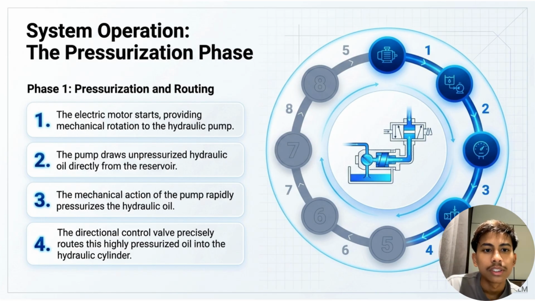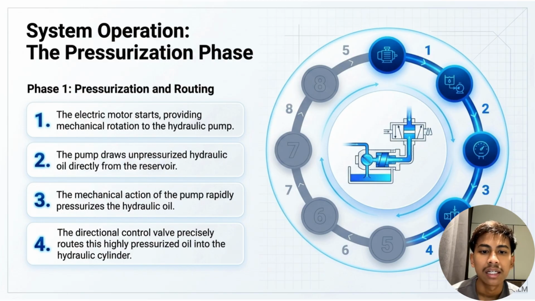So, the first phase of the hydraulic system operation is the pressurization phase. For the first step, the process begins when the electric motor starts rotating. This mechanical rotation drives the hydraulic pump. For the second step, the hydraulic pump then draws hydraulic oil from the reservoir.